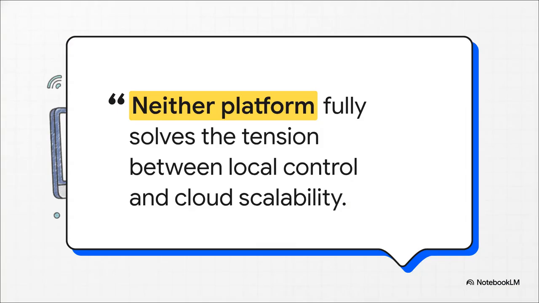The source's analysis perfectly frames the big problem here with this quote. Neither platform fully solves the fundamental tension between local control and cloud scalability. Think about it. If you go local, you eventually run out of RAM. If you go to the cloud with a forked engine, you get hit with update lag. This is the ultimate bottleneck of legacy anti-detect architectures.